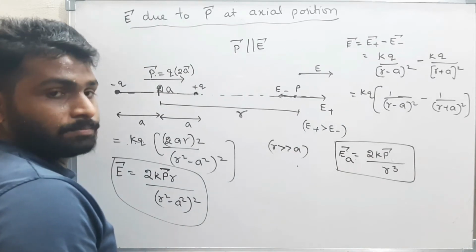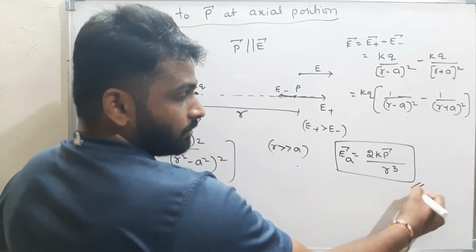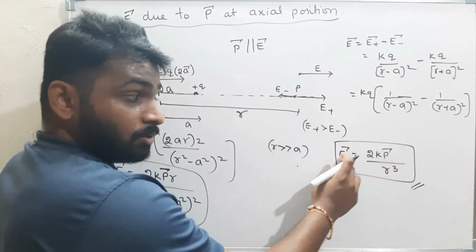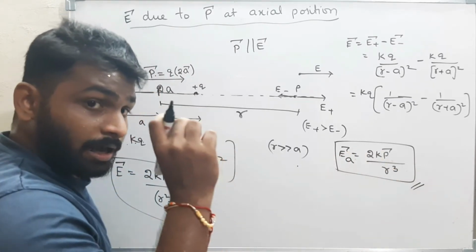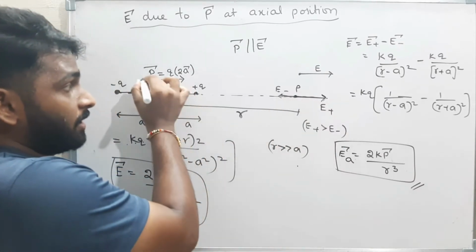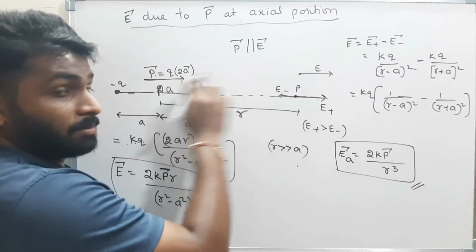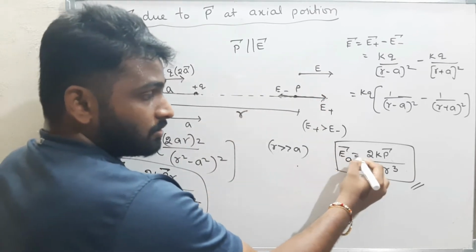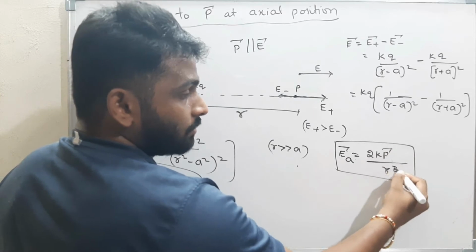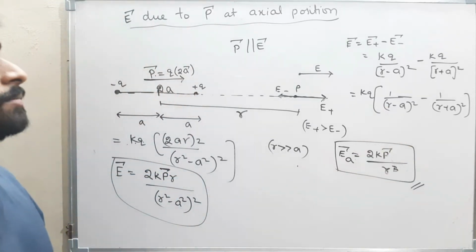I think that is clear. Please remember this is very important. E bar direction, P bar direction, both are the same. That means the electric field intensity at the axial position and the P bar are in the same direction. Therefore E bar is equal to 2k P bar by R cube. Okay, I think this is clear.